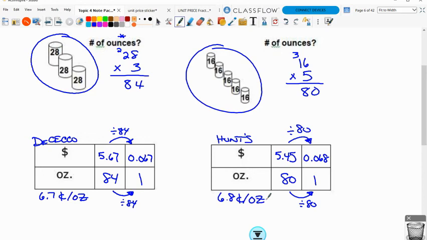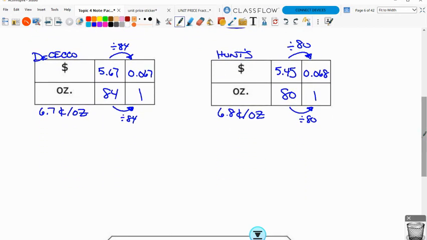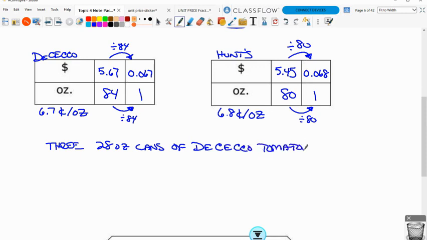And now what I can do is compare the 2 unit prices. DeCecco is 6 7/10 cents per ounce, while Hunt's is 6 8/10 cents per ounce, which means that 3 28-ounce cans of DeCecco tomatoes is the better buy. Okay, and again, it's the better buy because it has the lower unit price per ounce of tomatoes.